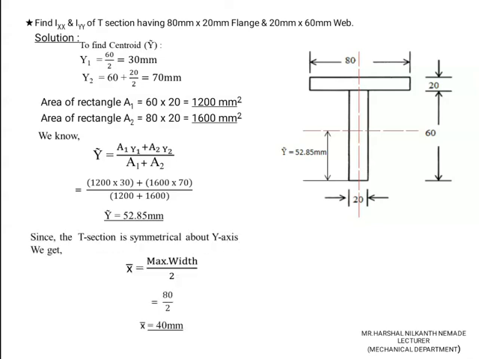Since the T section is symmetrical about y-axis, we get x bar is equal to maximum width divided by 2, is equal to 80 divided by 2. So x bar will be 40 mm. Continuing to next page.